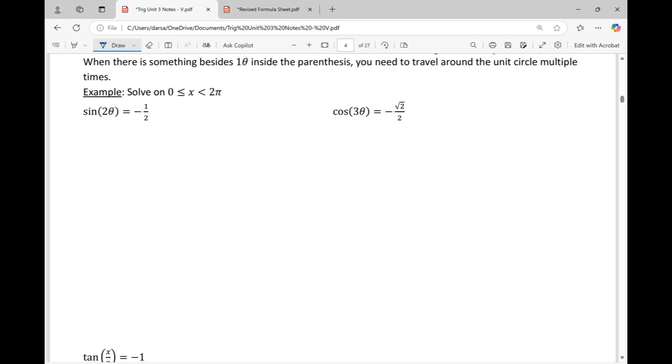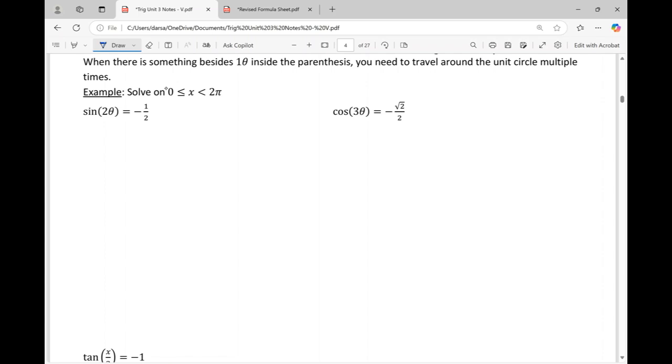How does our procedure change when we are trying to find not just the sine of x equals negative 1/2, but the sine of 2x equals negative 1/2? How does that change things? So let's look, it makes a couple of different changes.